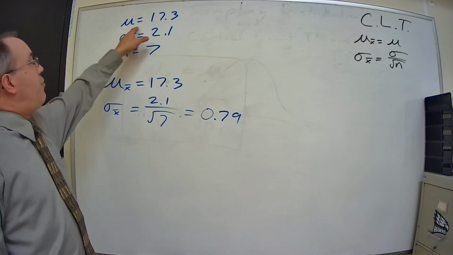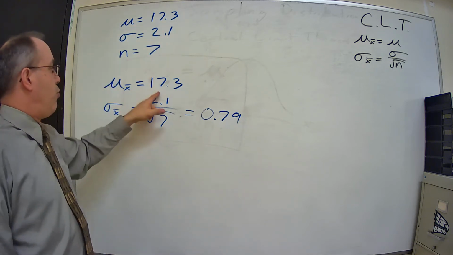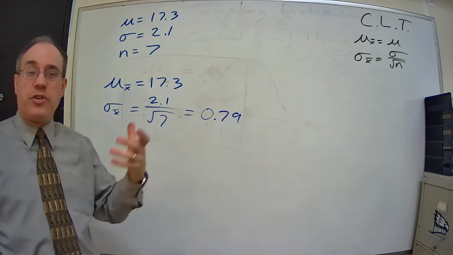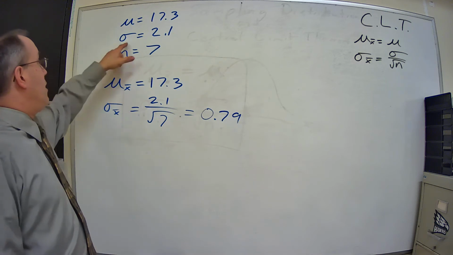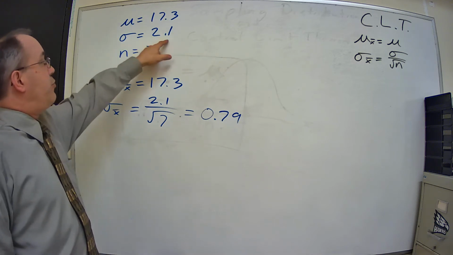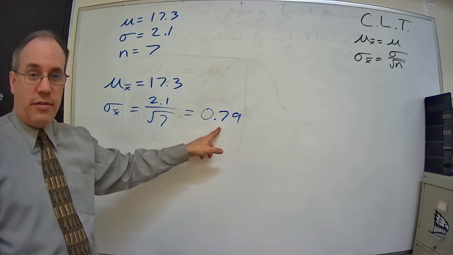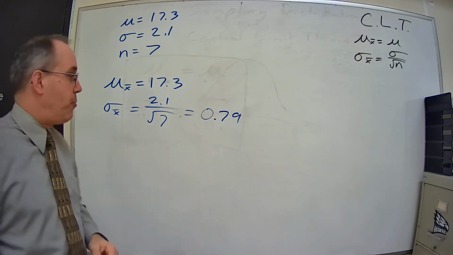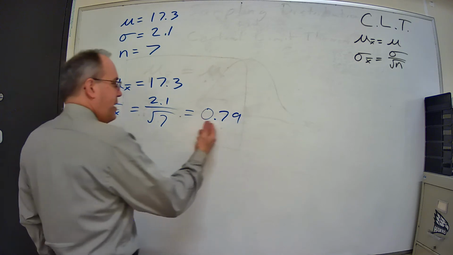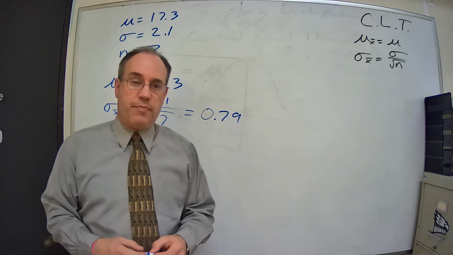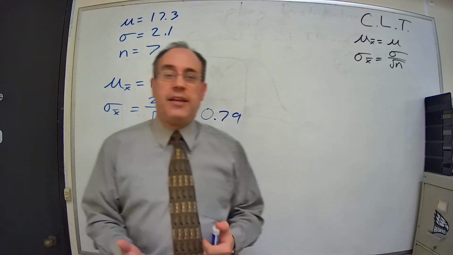We started out with a mean of 17.3. We kept a mean of 17.3. Remember, what we're doing here is the distribution of sample means. Our standard deviation went from 2.1 down to 0.79. Again, we're dealing with the distribution of sample means. And you may look at this and ask, why did this get so small? What happened with my standard deviation? And here's the answer to that.